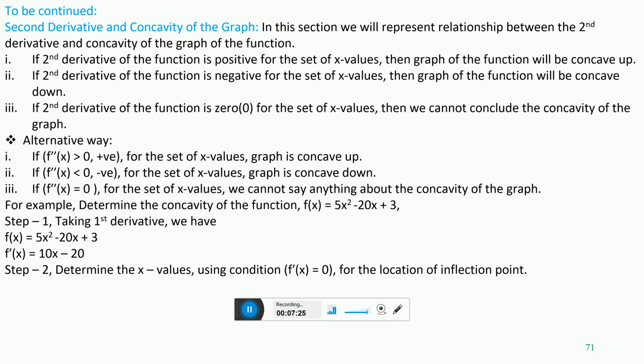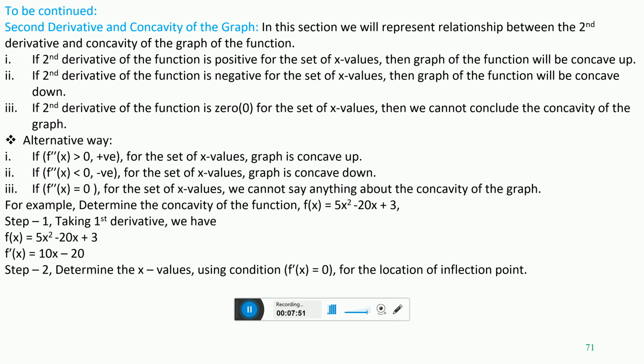And that inflection point condition is this: f prime of x is equal to 0. The first derivative for the x value must be 0. So it means in this example we do not have the x values, and we have to examine concavity.